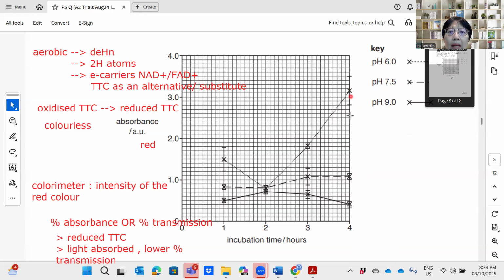And you look at this bar here. They say that this is the standard error. The standard error of this one does not overlap with the rest of the standard errors at 4 hours. It means this is significant. The differences between these 3 pH at this time and the rest of them are all not overlapping. This does not overlap with the rest, so it is significantly different from the rest of them. Okay.